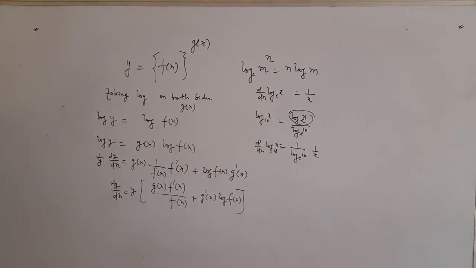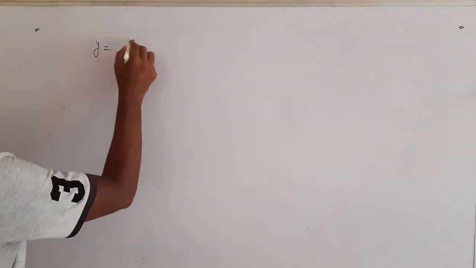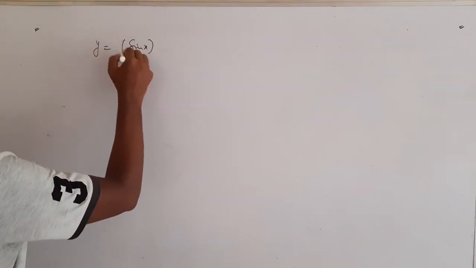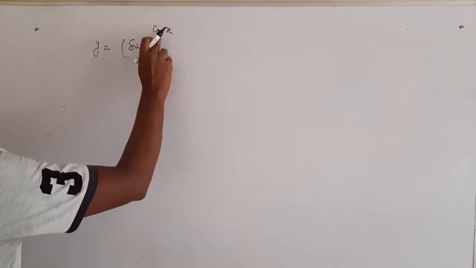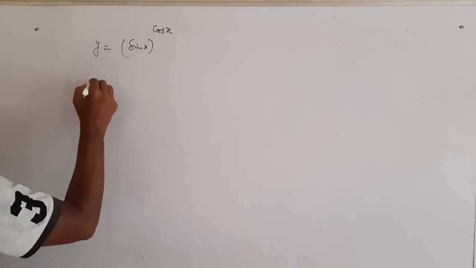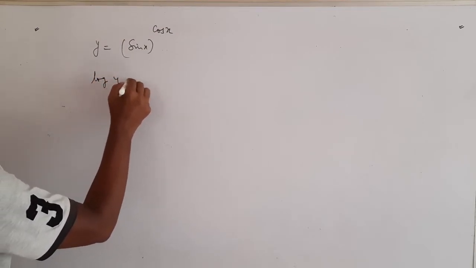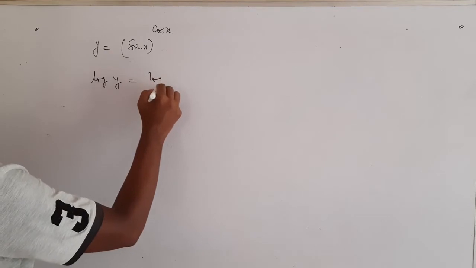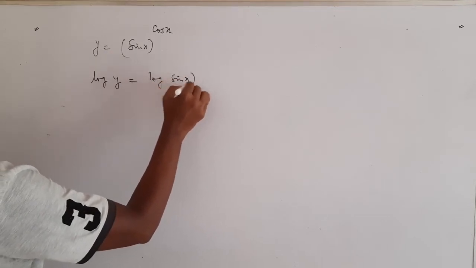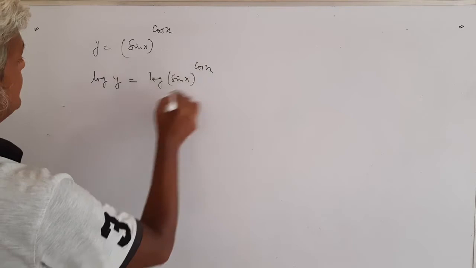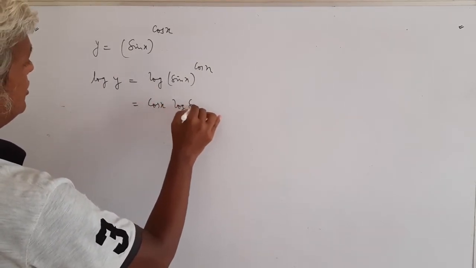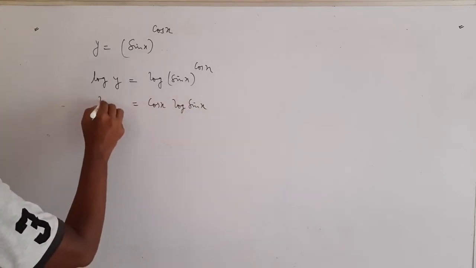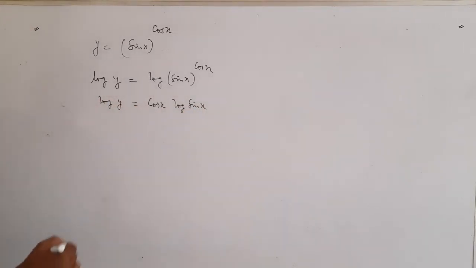Now I'll take some proper examples just to explain my concept. Suppose we have y is sin x to the power cos x. Then take log, so I'm writing directly log y equal to log of sin x to the power cos x, and this is cos x log sin x. So log y is cos x log sin x.